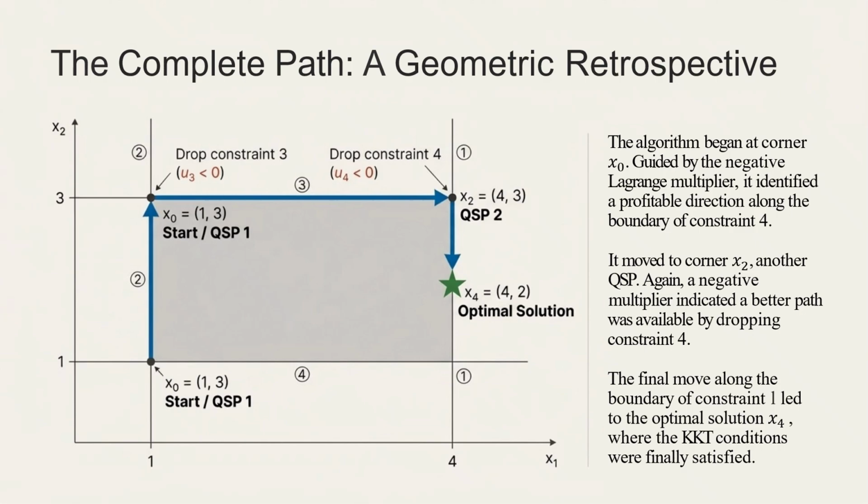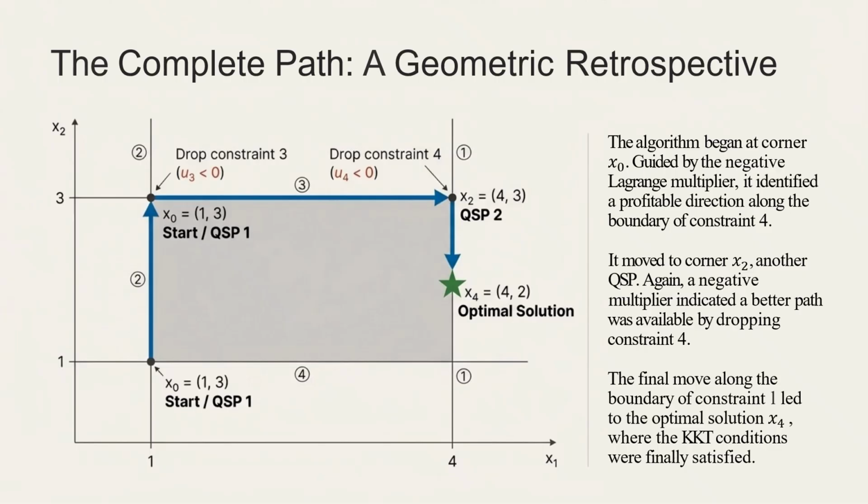The algorithm then moved to the right until it reached point x2. This point represents our second quasi-stationary point, QSP. Here, our computational system again identified that there was still room for improvement. Once more, another negative Lagrange multiplier signaled that by dropping the upper constraint, we could further decrease the objective function.